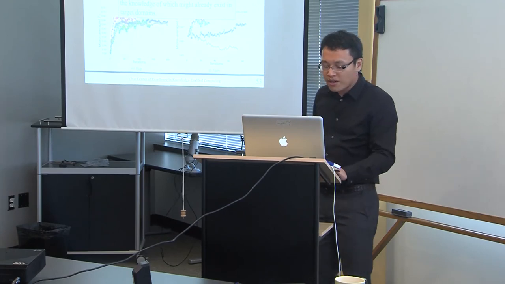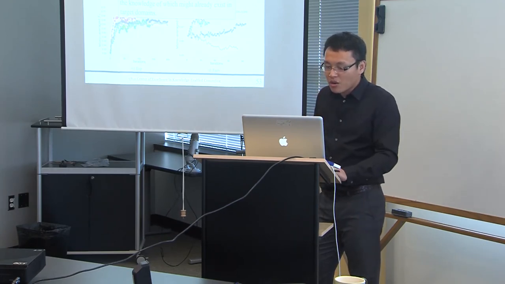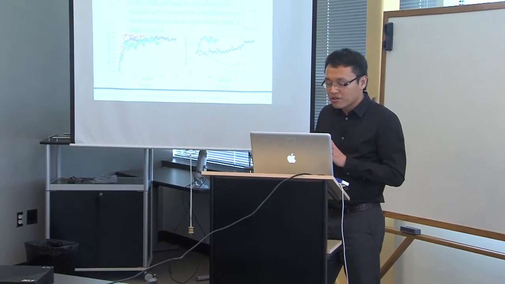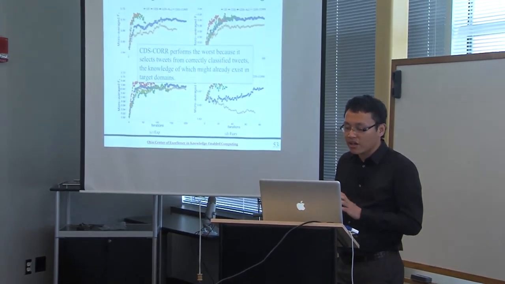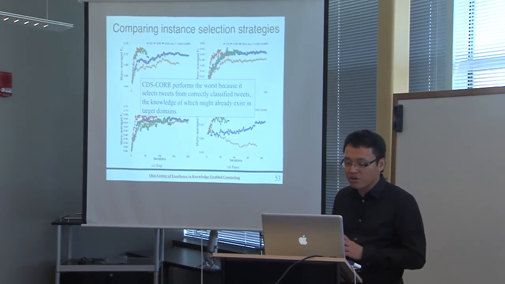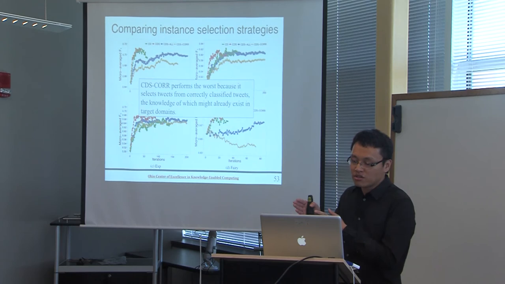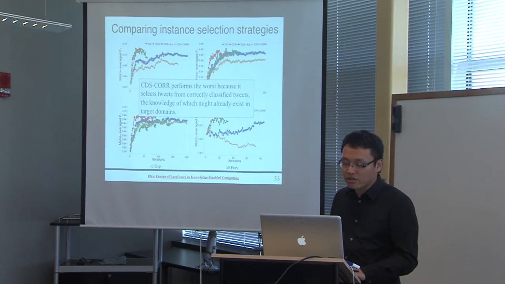Okay, right. The reason it stopped is because I have a predefined threshold for informativeness. For each iteration, I select 100 informative tweets whose informativeness is above the threshold, and if I'm not able to do that, then the bootstrapping will stop. The red one stopped because it cannot find sufficient informative tweets. So that is the reason. Okay, that makes sense. Thank you.